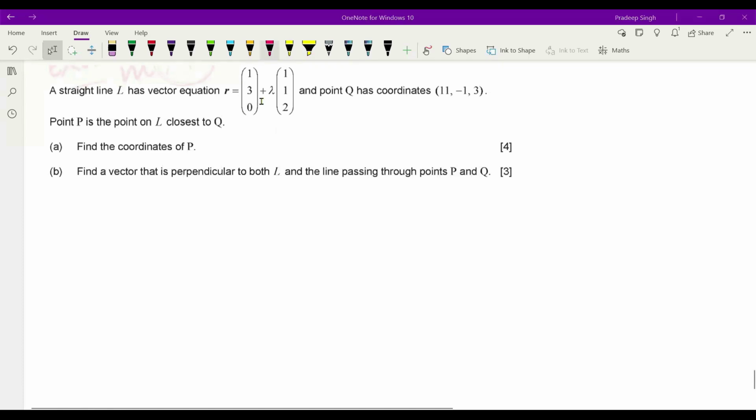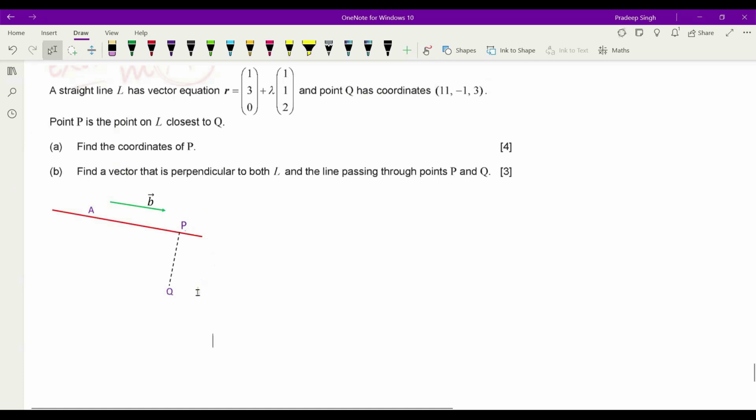A straight line whose vector equation is given and a point Q whose coordinates are given. Point P is the point on the line L which is closest to Q. And we need to find the coordinates of point P. So let's have a look at the diagram. We have a line. This red line is the line L whose vector equation is given. And then we have a point Q whose coordinates are also given. Point P is the point on the line closest to Q. So we need to find the coordinates of point P.